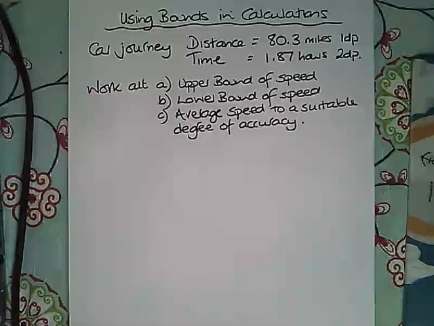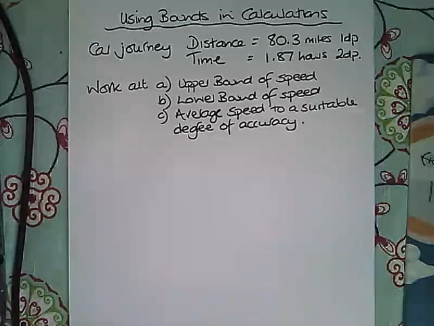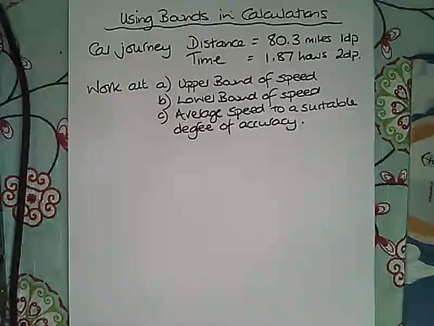So we have a problem here where we are given some information about a car journey. The distance travelled was 80.3 miles, to one decimal place, and the time it took was 1.87 hours, given to two decimal places. We're asked to do three things. First, work out the upper bound of the speed. Second, the lower bound of the speed, so the minimum speed. And finally, the average speed to a suitable degree of accuracy.